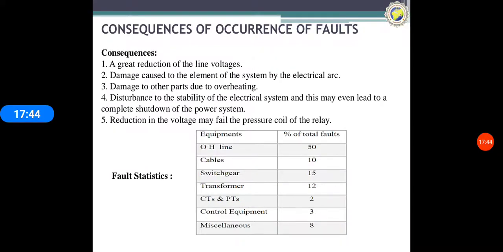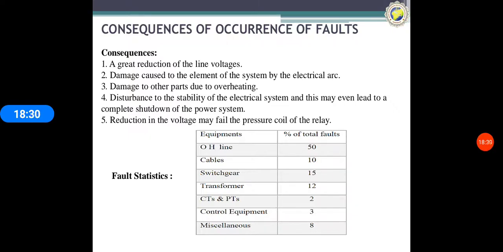Now the consequences are a great reduction of the line voltage, damage to elements of the system by electric arc, damage to other parts due to overheating, disturbance of the stability of the electrical system, and a reduction in voltage which may fail the pressure coil of the relay. So now we can see the different causes, effects and consequences of faults.